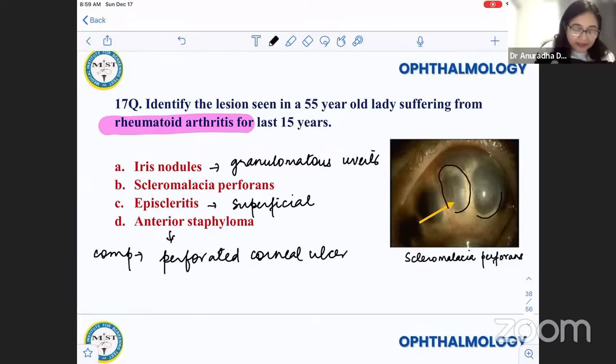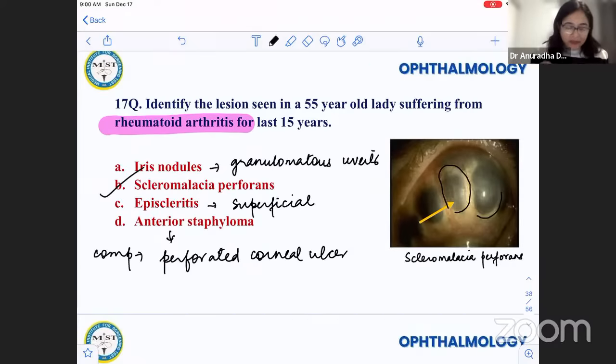So what you are seeing here is scleromalacia perforans. Okay, beta? Anytime a question is related to long-standing rheumatoid arthritis, see whether there is a choice of scleromalacia perforans. Here the image is also given to help you. That is your answer.